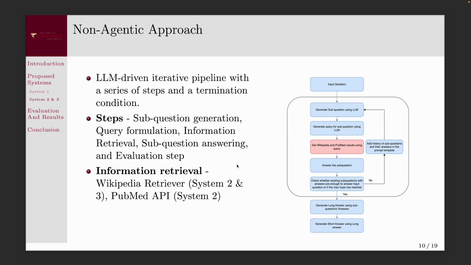And coming to information retrieval, as mentioned earlier, the Wikipedia retriever is used by both system 2 and system 3, and PubMed is used only by system 2. The Wikipedia retriever is used by system 3 specifically to compare system 3 with our agentic approach, to see how well it performs given it uses the same information sources.